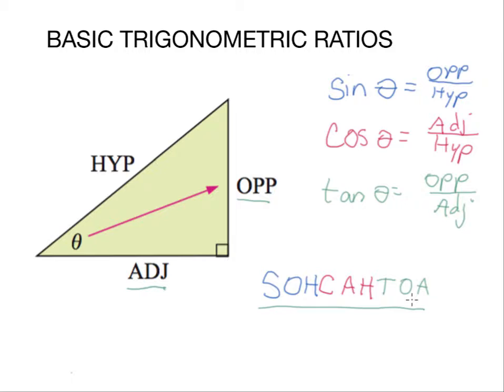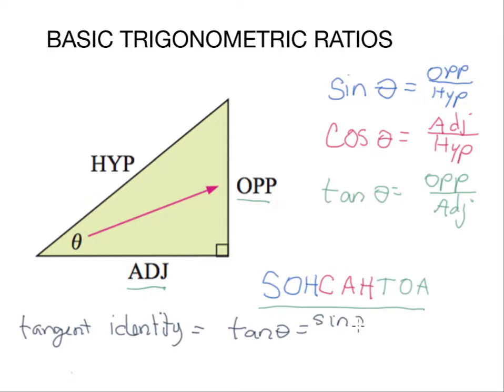One way to help you remember tangent of theta is the tangent identity, which says that tangent of theta is equal to the sine of theta divided by the cosine of theta. Now let's prove this. I'm going to do sine divided by cosine, and when I finish, I should end up with opposite over adjacent. So let's see how this works out.